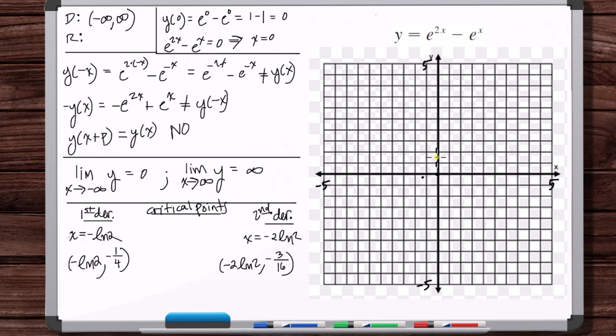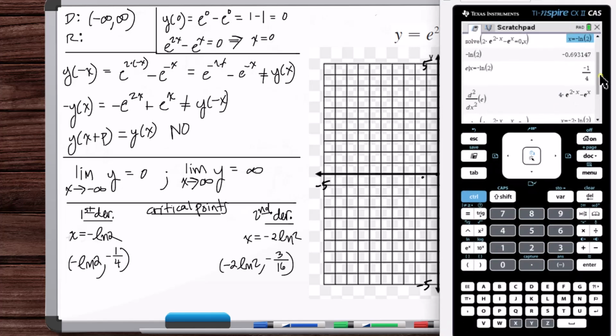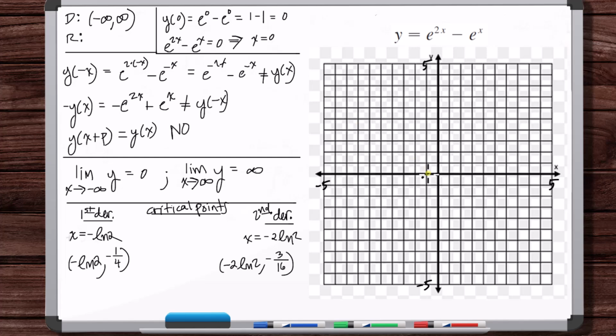Okay, what is minus 2 natural log of 2? That is minus 1.39, and then what is 3/16? Okay, minus 1.39, minus 0.19. Minus 1.39 about in here, and then minus 0.19, so about right there. Okay, now let's get the increasing, decreasing intervals.